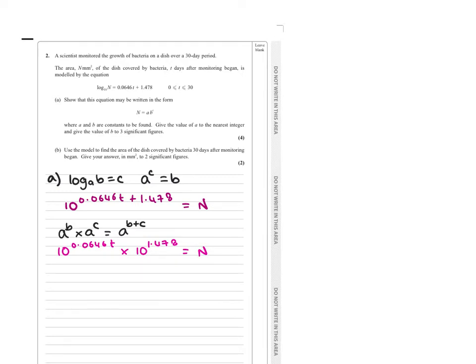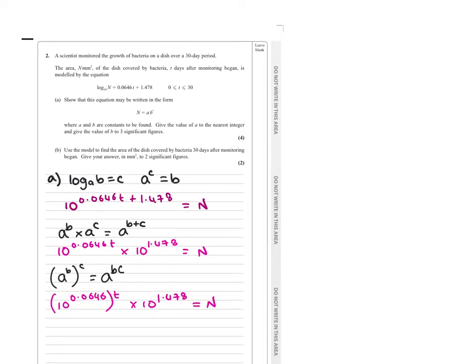Now, 10 to the power of 0.0646t, again, the other law that I know: a to the power of b, all to the power of c, is the same as a to the power of b times c. So I'm going to go backwards. So now, 10 to the power of 0.0646, all to the power of t, times 10 to the power of 1.478 equals n.